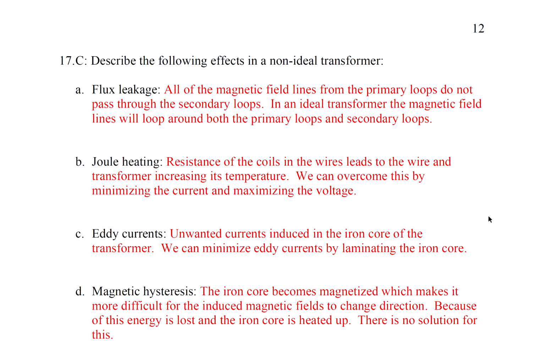Question 17. Describe the following effects in a non-ideal transformer. Flux leakage means all of the magnetic field lines from the primary loops do not pass through the secondary loops. And in an ideal transformer, the magnetic field lines will loop around both the primary loops and secondary loops. Part B. Joule heating. Resistance of the coils and the wires leads to the wire and transformer increasing its temperature. We can overcome this by minimizing the current and maximizing the voltage.